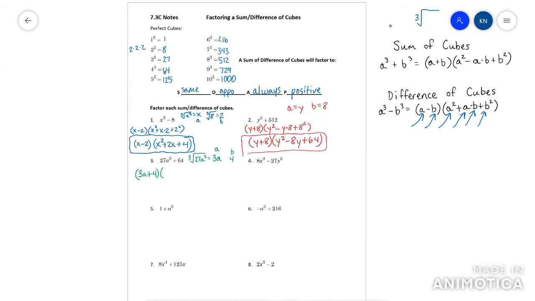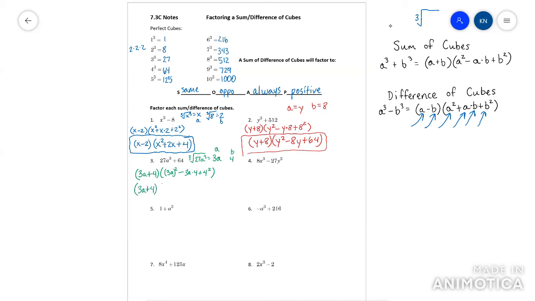Then it's 3a squared. You have to square the 3 as well, so put them both in parentheses like that. And then it's a minus a times b, so minus 3a times 4, and then plus b squared, so plus 4 squared. Now all you have to do is clean it up a little bit, so 3a plus 4.